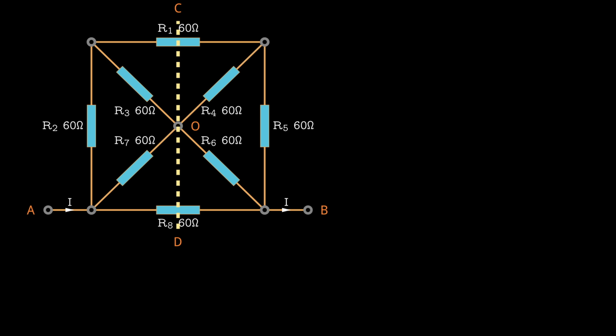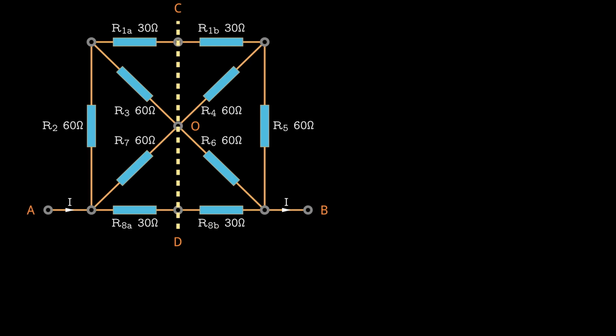However, since all nodes along the symmetry line have the same potential, we need to introduce a node on this line. To do this, we replace the resistor intersected by the symmetry line with 2 resistors in series, ensuring their combined resistance equals the original resistor's value. This adjustment preserves the circuit's symmetry and simplifies the analysis.